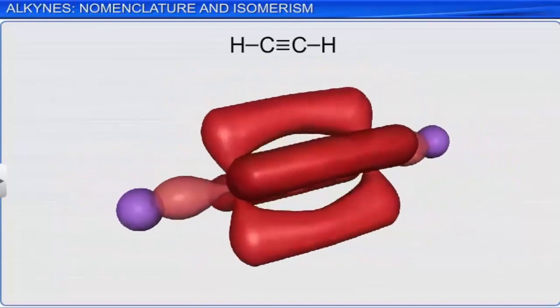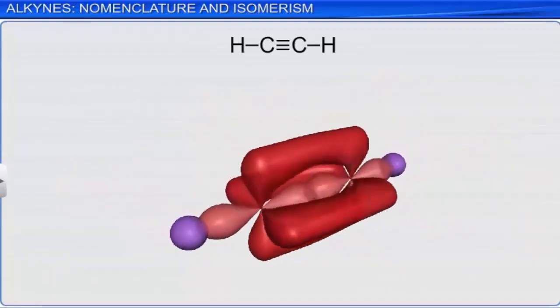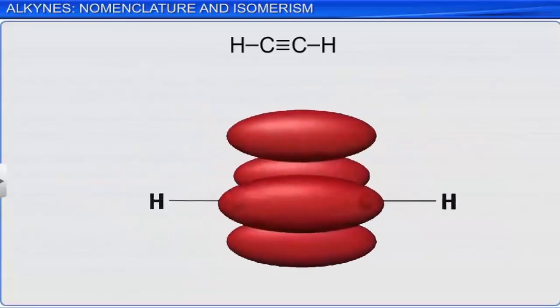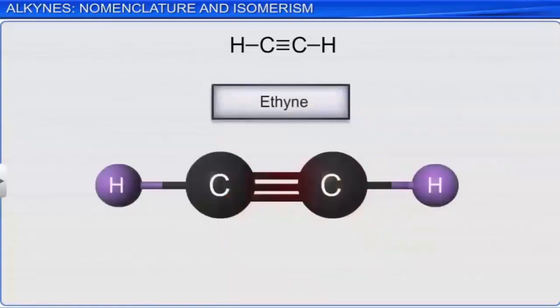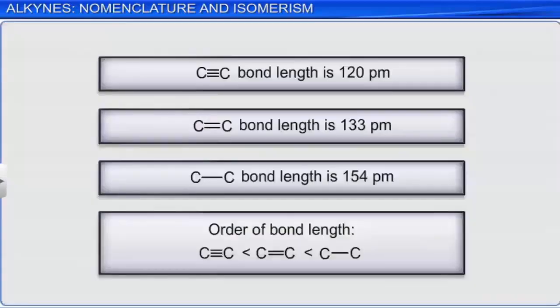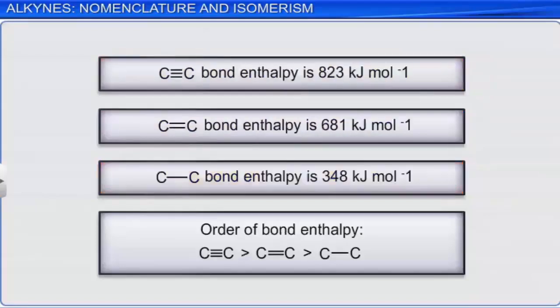The electron cloud between two carbon atoms is cylindrically symmetrical about the internuclear axis. Therefore, the shape of ethine molecule is linear. The carbon-carbon triple bond is shorter than carbon-carbon double or single bond. As the triple bond is shorter, it is stronger compared to single and double bonds.